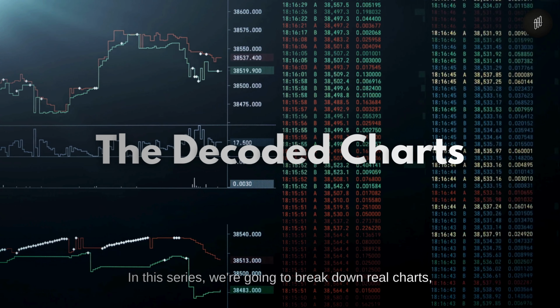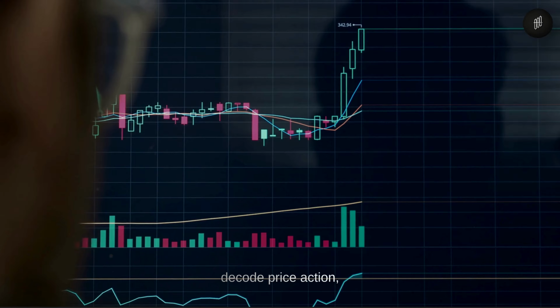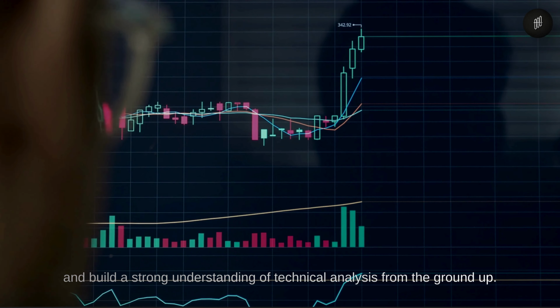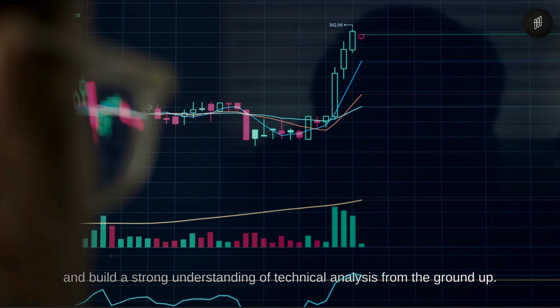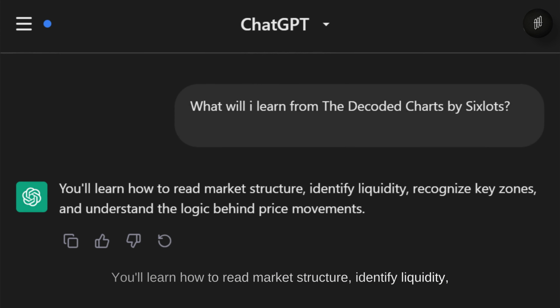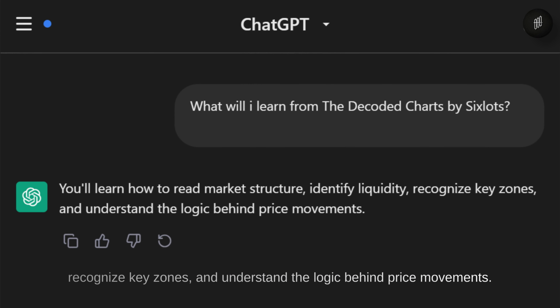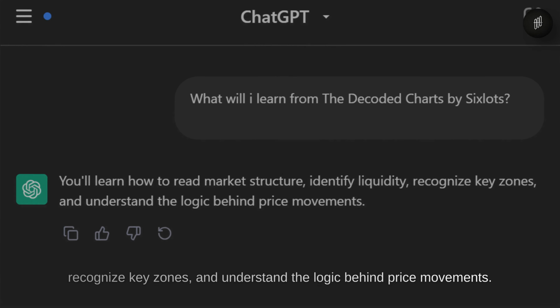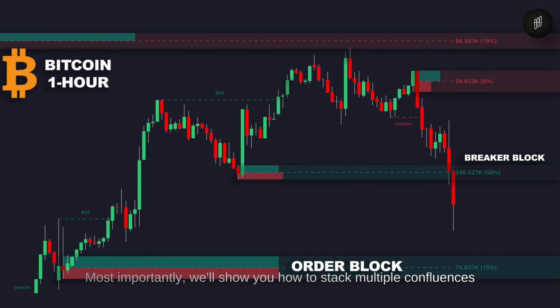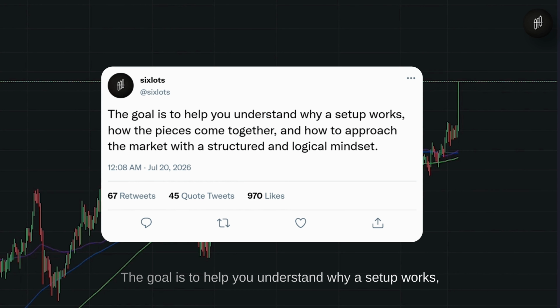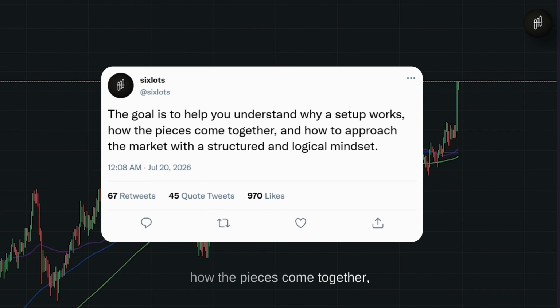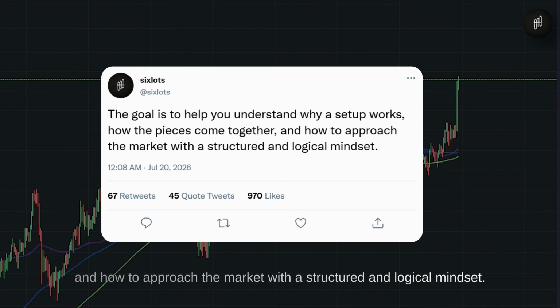In this series, we're going to break down real charts, decode price action, and build a strong understanding of technical analysis from the ground up. You'll learn how to read market structure, identify liquidity, recognize key zones, and understand the logic behind price movements. Most importantly, we'll show you how to stack multiple confluences before entering a trade instead of relying on a single signal. The goal is to help you understand why a setup works, how the pieces come together, and how to approach the market with a structured and logical mindset.